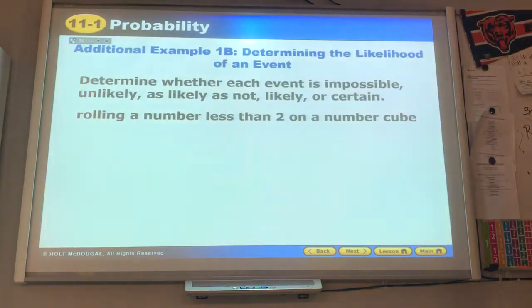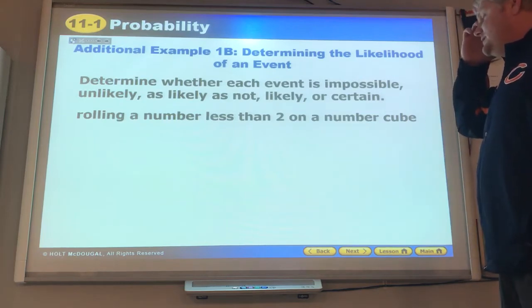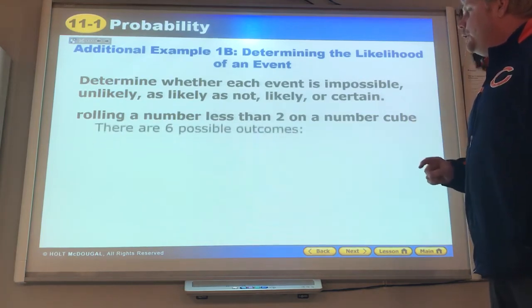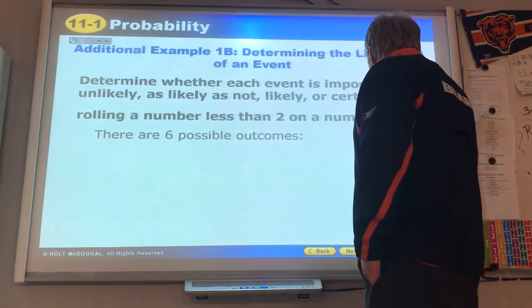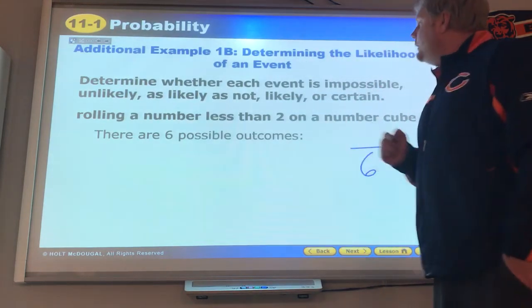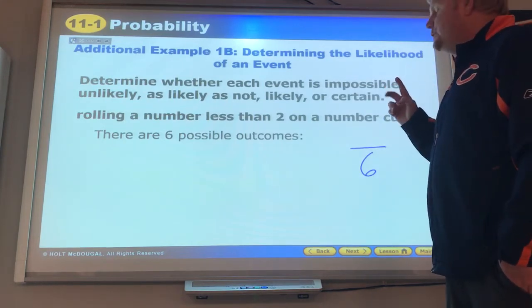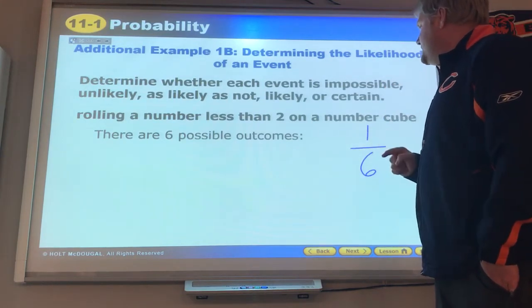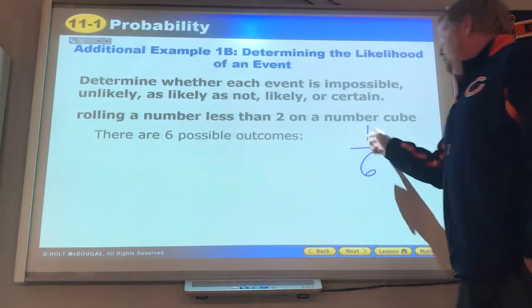Determine whether each event is impossible, unlikely, all the way to certain. Rolling a number less than 2, okay? There are 6 possible outcomes. Less than 2. There's only the one that's less than 2. We will come back to this.